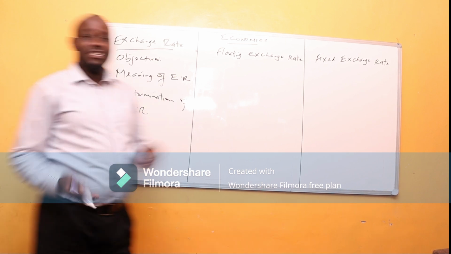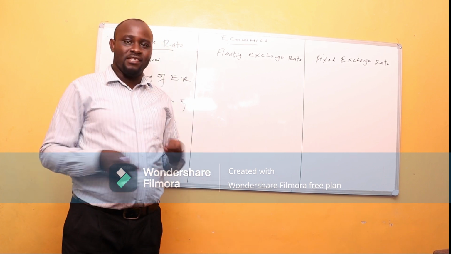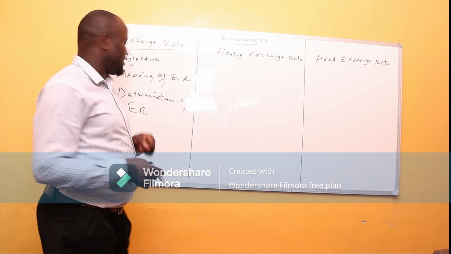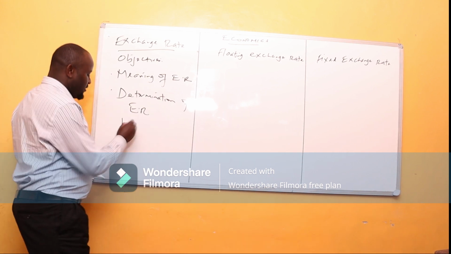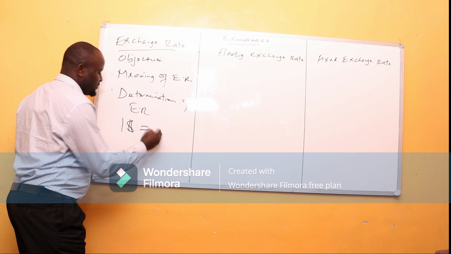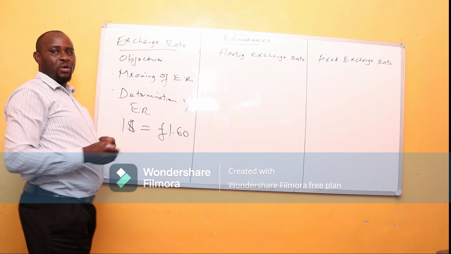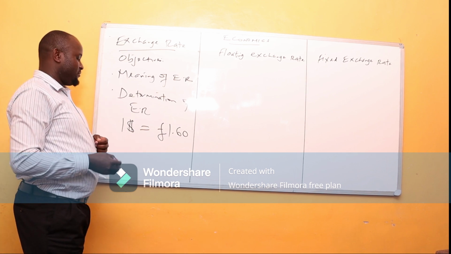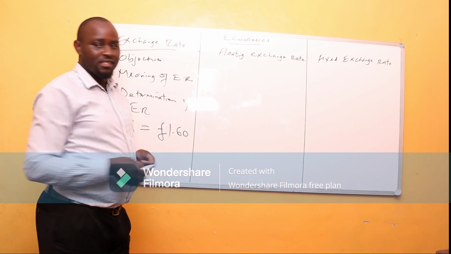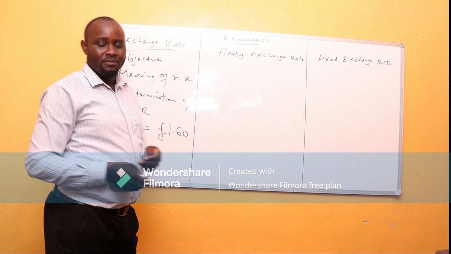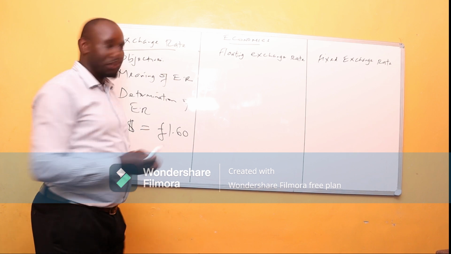Now, what's an exchange rate? Exchange rate is the price of a country's currency in terms of another country's currency. For example, a dollar is equivalent to, say, for instance, 1.60 pounds. That is an exchange rate. Now, how do we determine the exchange rates? Two types: floating and fixed exchange rate. Now, let's look at the floating exchange rate.